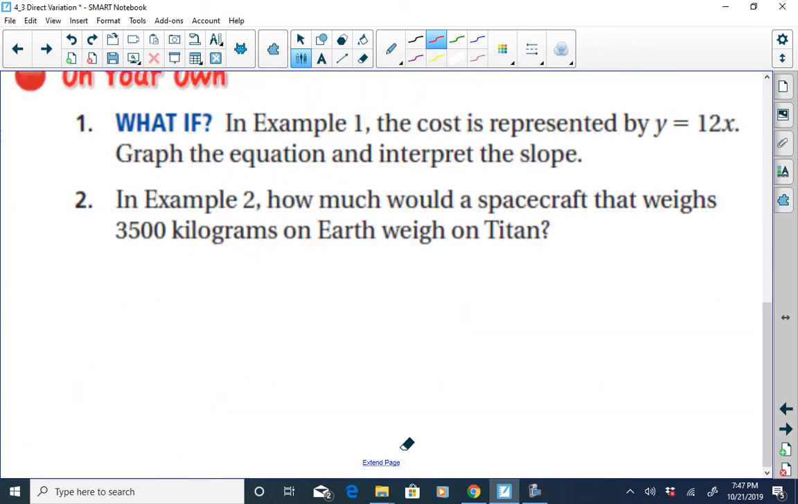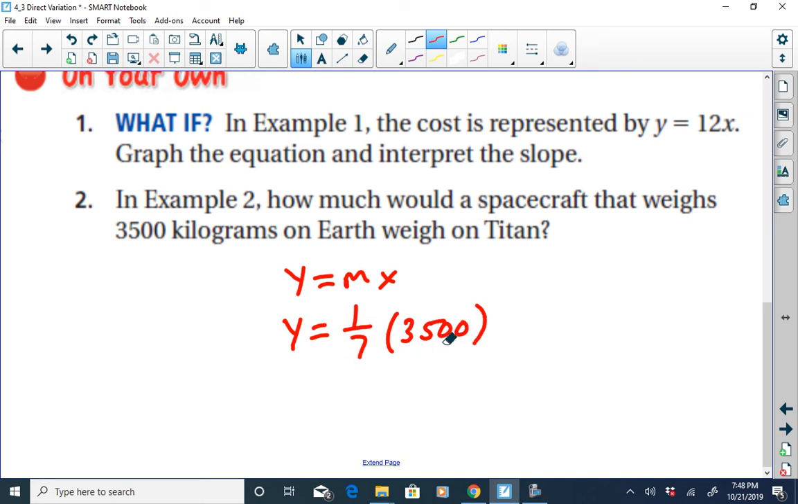Okay, let's do example 2 down here. Once again, we want to start with our equation. y is equal to m times x, our direct variation equation. We're looking for, let's see, how much would it weigh on Titan? Well, that's our y value. The Titan is the y value, so we're going to replace x with the 3,500. So y is going to be equal to 1 over 7 times the 3,500.